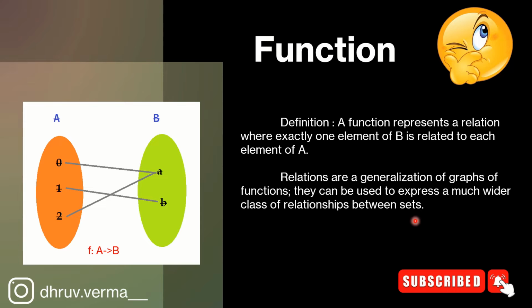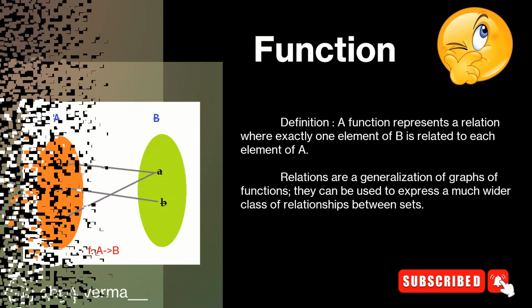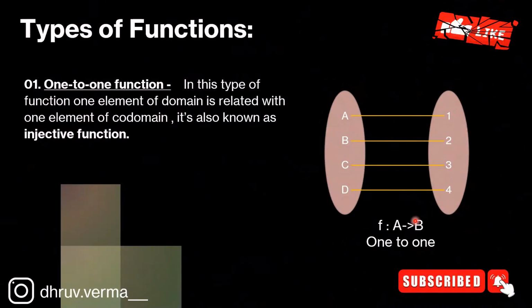Now I am going to talk about the types of function. Our first type of function is the one-to-one function. So what is a one-to-one function? In this type of function, one element of domain is related with one element of codomain. It is also known as an injective function.